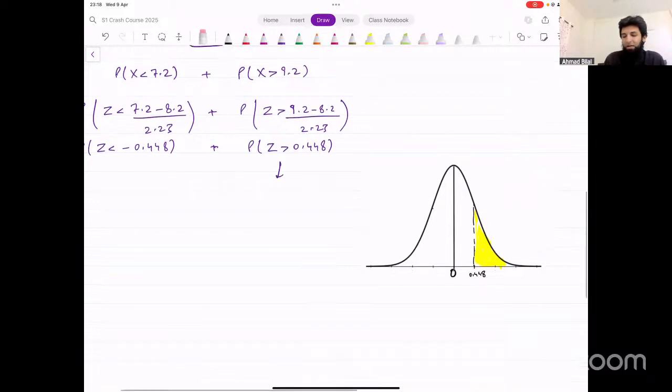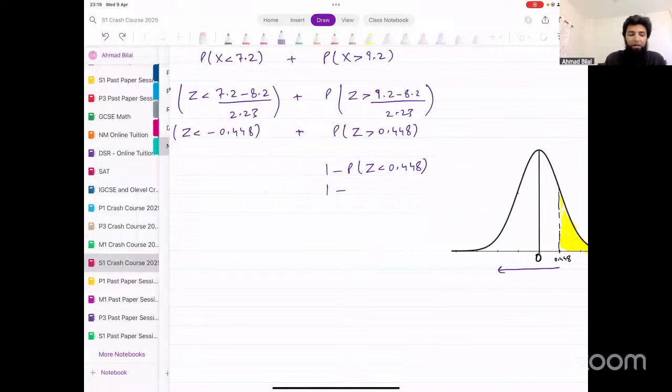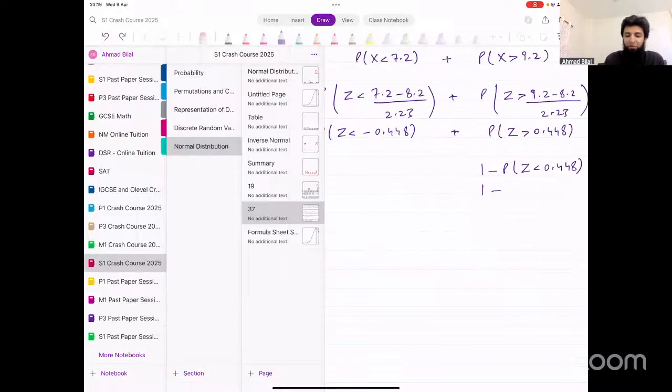This is not standard form. We can find the area to the left of this, right? That's what the table can give us. So we convert it to 1 minus the probability of Z less than 0.448. Since the probability is given for the left part, you subtract this probability from 1, and that will give you the result. Let's see what the probability value turns out to be for Z value 0.448.